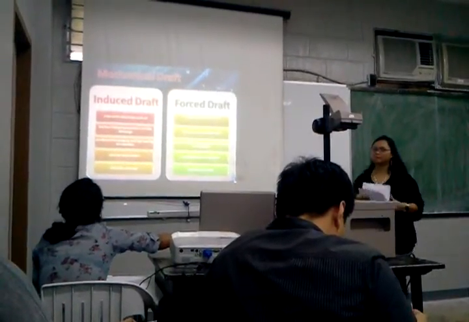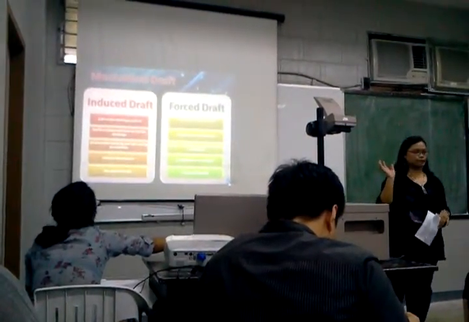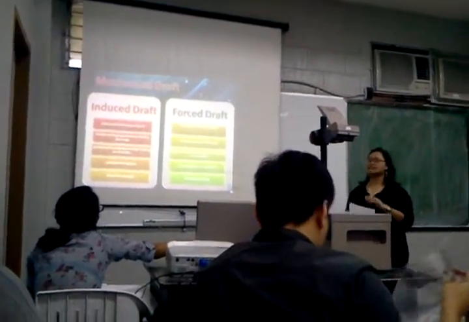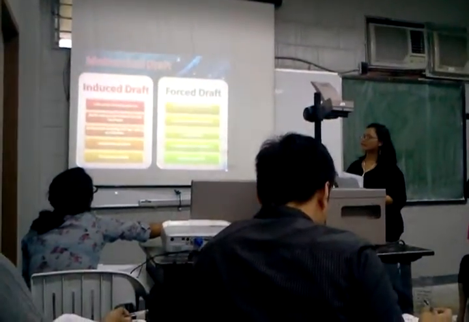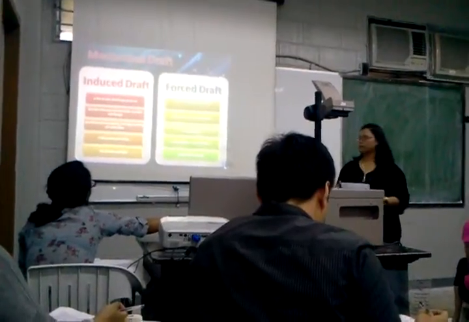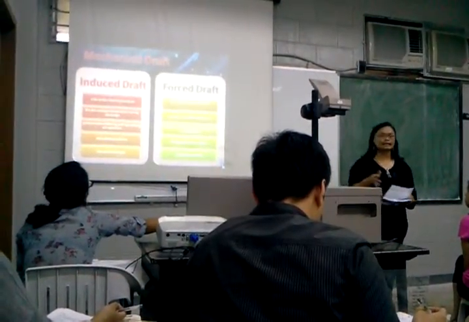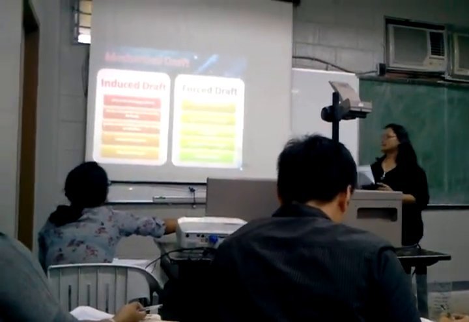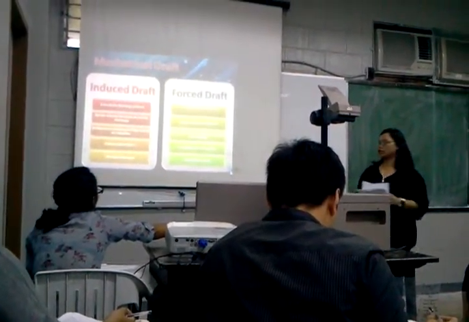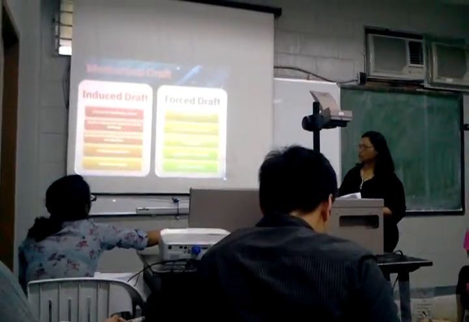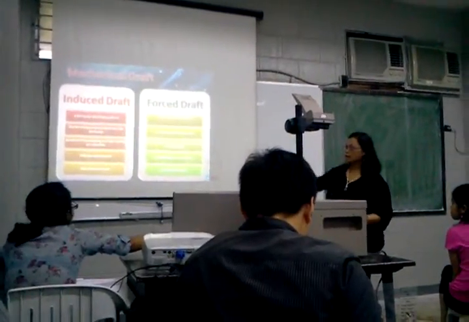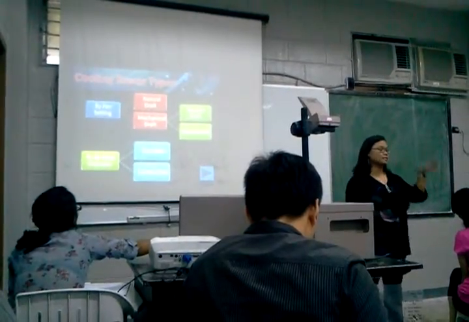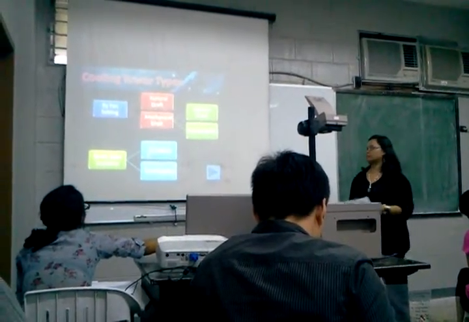For the forced draft, these are the characteristics of the forced draft cooling tower. A fan at the intake pushes air. The fan forces air into the tower. It has high entering and low exiting air velocities. Susceptible to recirculation. And it is also called blow-through. Recirculation and the other parameters will be further discussed in the principles of the cooling towers.